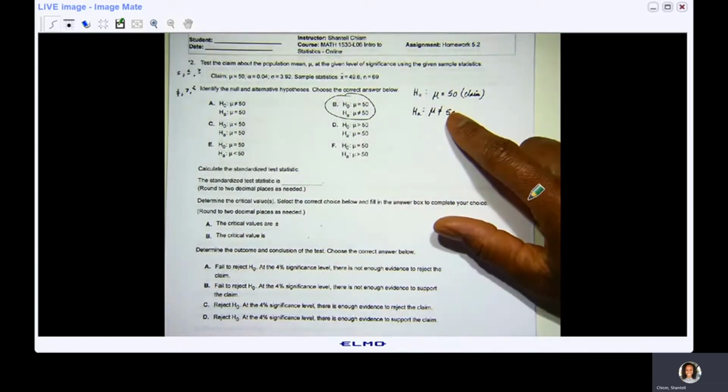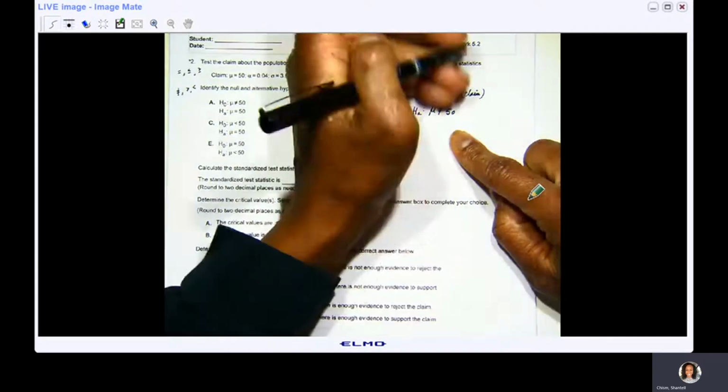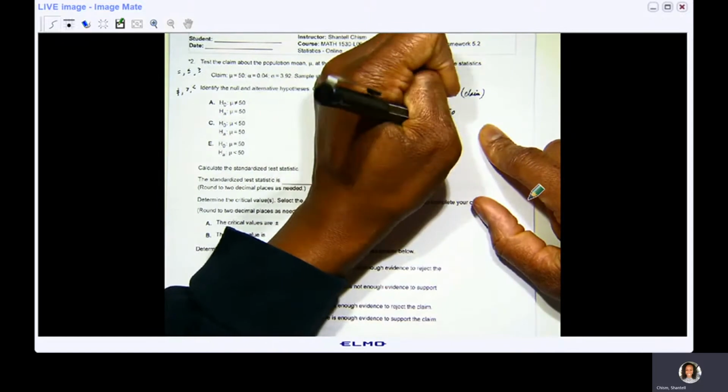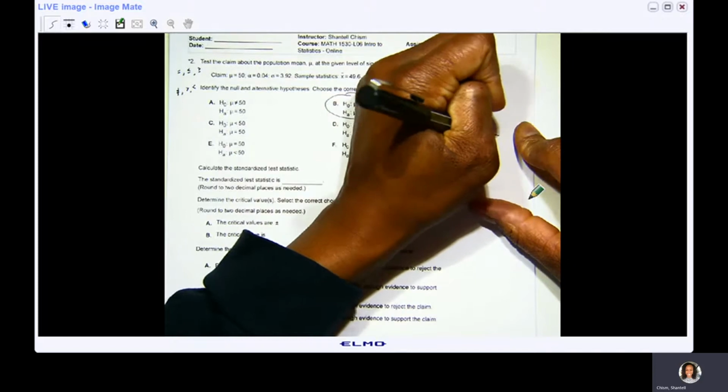The way that you determine what kind of test you have is you look at the alternative hypothesis. If we have the not equal symbol, then this is a two-tailed test.